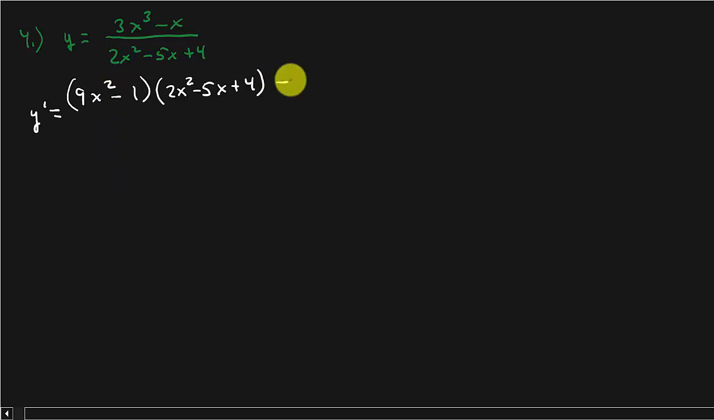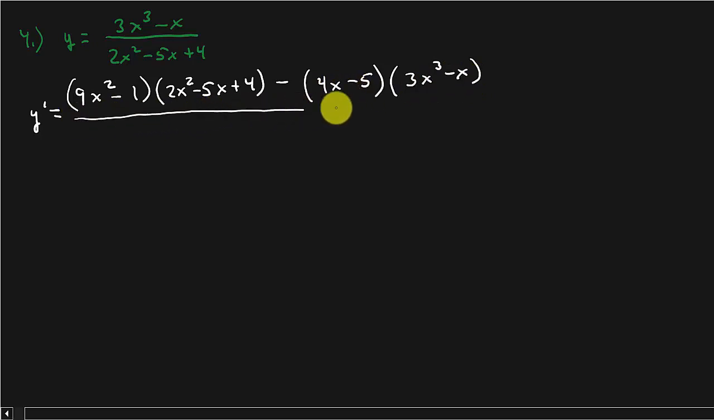And then that's minus the derivative of the denominator. So the derivative of the denominator is 4x minus 5 times the numerator, so times 3x cubed minus x. So this is the derivative of the denominator times the numerator. And this is all over the denominator squared. Okay?